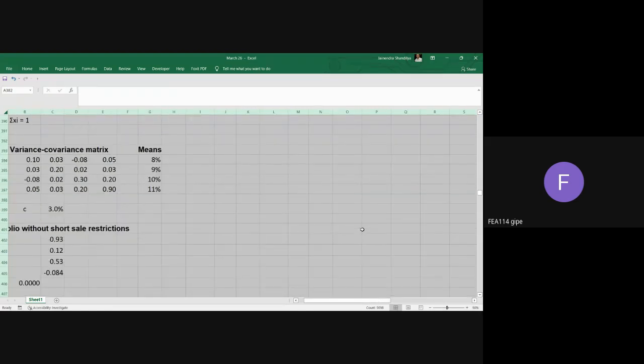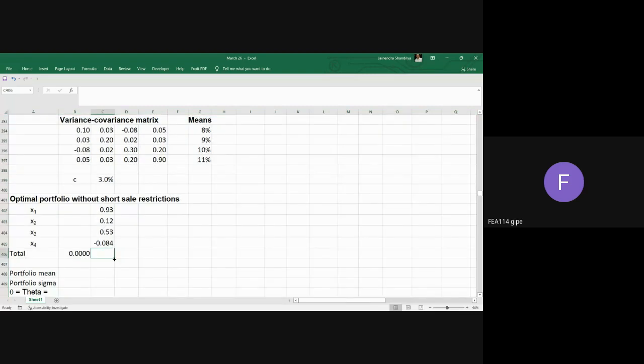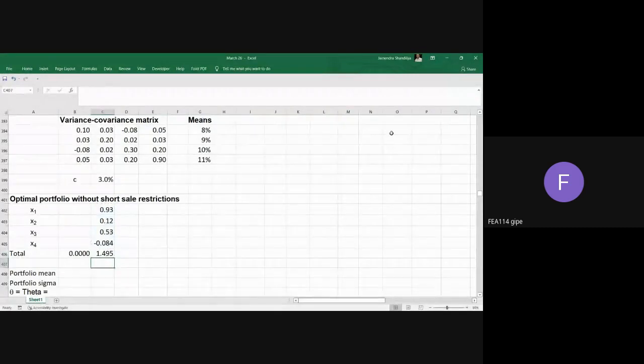So what I have done here is calculate this portfolio proportion, which is like 0.93, 0.12, 0.53, and minus 0.084, which if I sum it up, just see, is coming as 1.495. You cannot have a portfolio where you have more than 100% of your money invested. So what I will do here is divide each one of these cells by this sum.